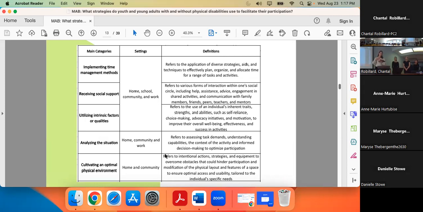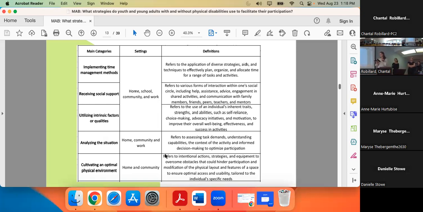Analyzing the situation refers to assessing a task demand, understanding capabilities, the context of the activity, and informed decision-making to optimize participation. Examples include finding ways to adapt an activity that the participant prefers. So if they want to participate in a certain event, they need to analyze before, perhaps pace themselves, modify the task, or else.